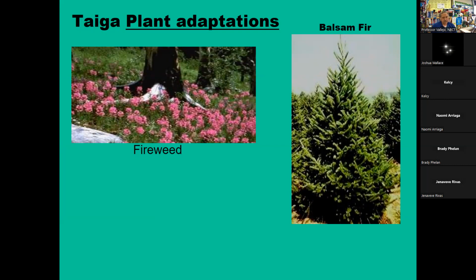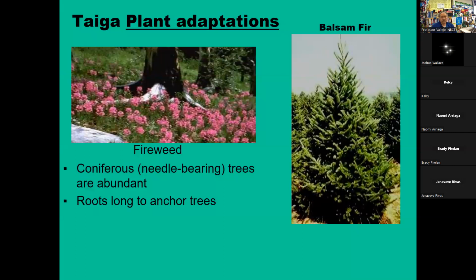So here are some adaptations. Fireweed is all over the place in Canada. I especially remember the Yukon being filled with fireweed as far as you could see. Coniferous trees are what you consider to be Christmas trees, maybe. They are needle-bearing trees. They have long roots because their environments are often windy and harsh, and so they need to anchor the plant.